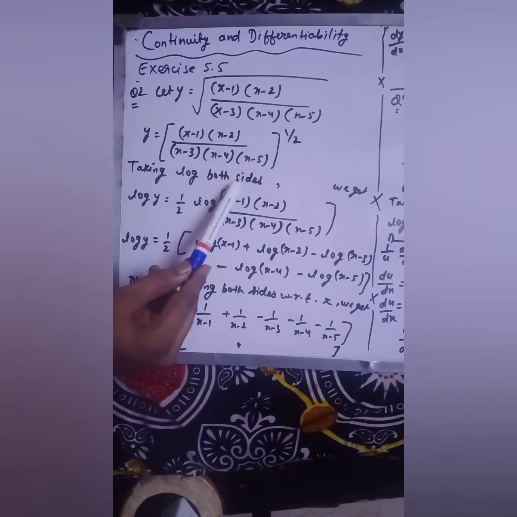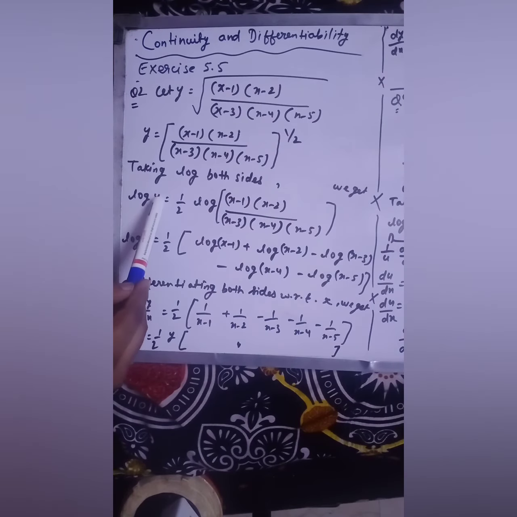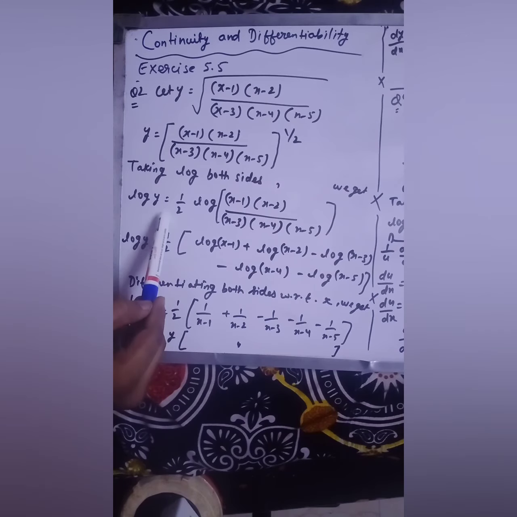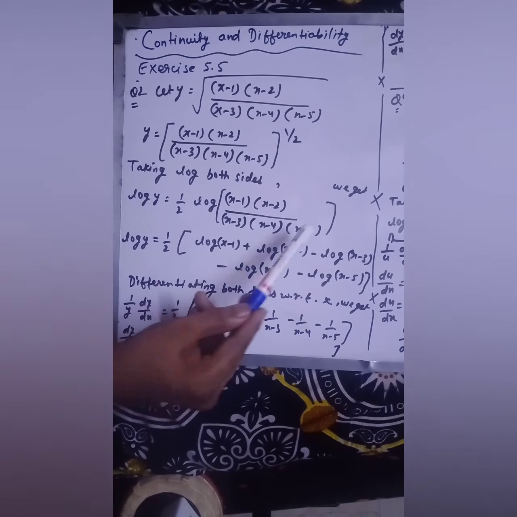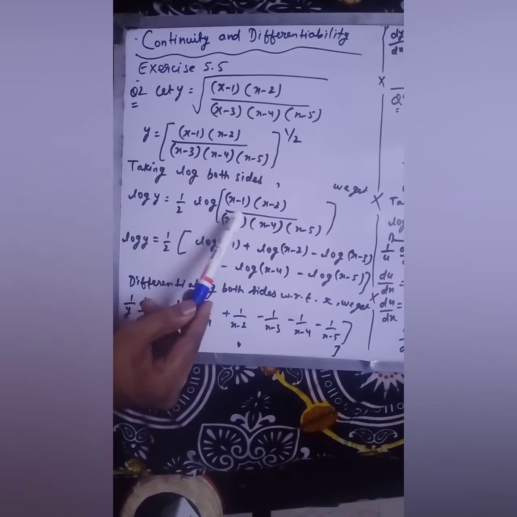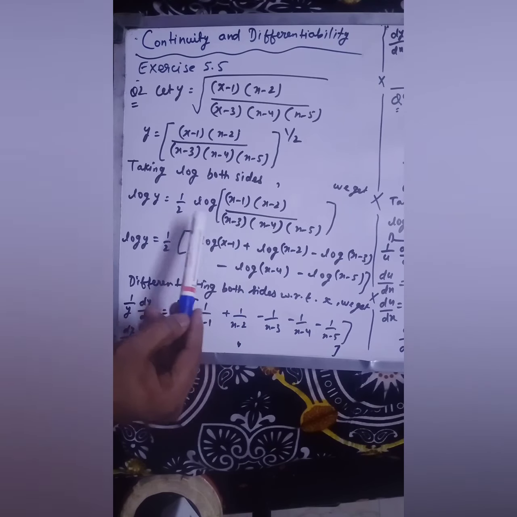Now y equals to this. Now we are taking log both sides, and we get log y equals to this. The 1 by 2 power will come first. So you have to write half, and then log of this whole data within this bracket. Now as you know, if there is something inside the log, if they are multiplying, then you have to write a sign of addition, and if they are dividing, then you have to write a sign of subtraction.